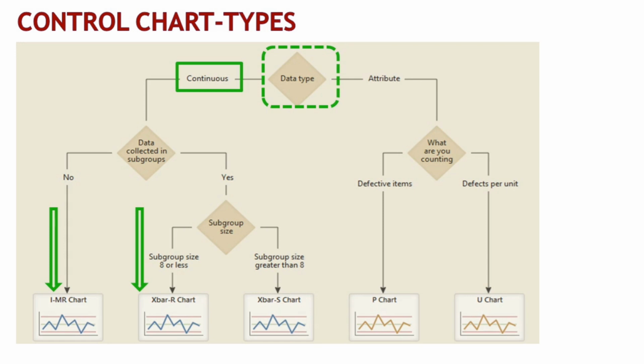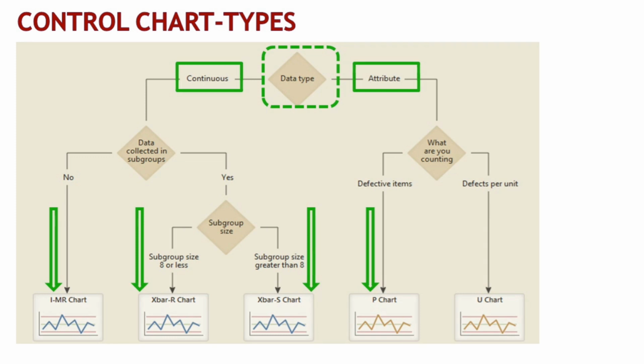We use the X bar and S chart when we have more than 8 samples in one subgroup. It allows us to monitor subgroup averages and standard deviations. Now, when we have attribute data, it's a different approach. There is a P chart if we are collecting data on defective items, for example, the number of defective units in a sample. It helps us monitor the proportion of defective items.